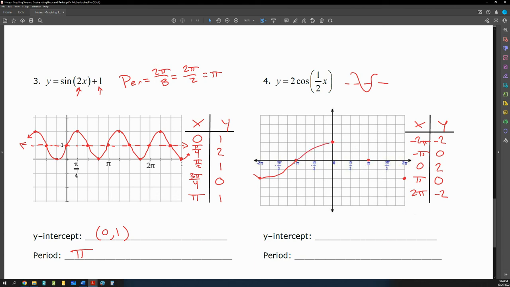All right, here we go. Don't forget to curve those endpoints up, those tails. Our y-intercept is going to be 0, 2. And our period, again, is going to be 4 pi. That's 2 pi over b.